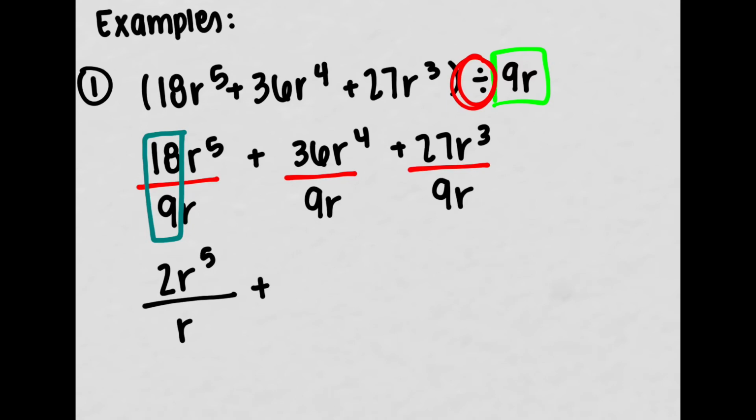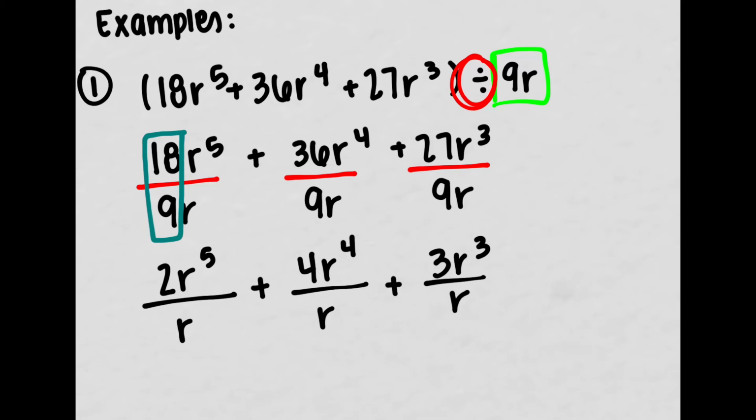I'm going to move on to that second fraction. 36 and 9 I need to reduce. I divide them both by 9 again, and I'm left with 4r to the 4th over r. I do the same thing with the third fraction, and that leaves me with 3r cubed over r. So I always go through and reduce the coefficients. If you can do both of these steps in one, you're more than welcome to.